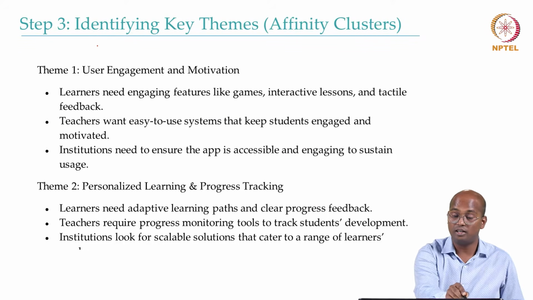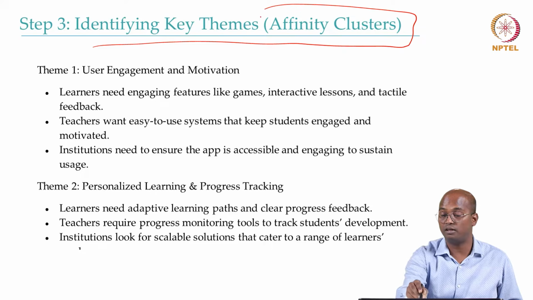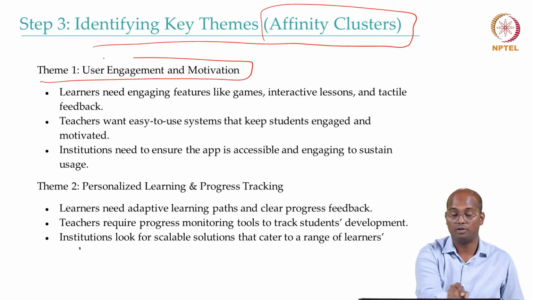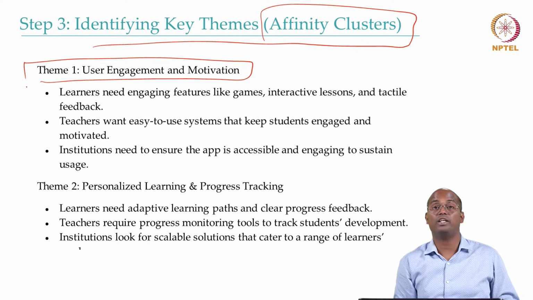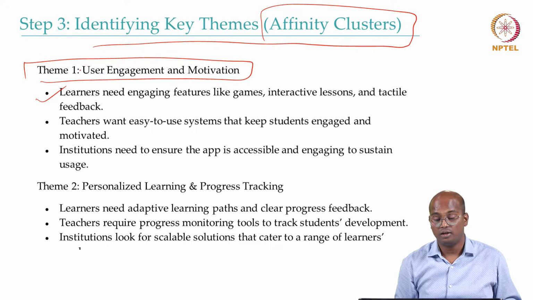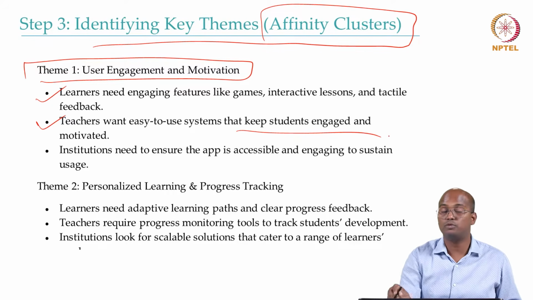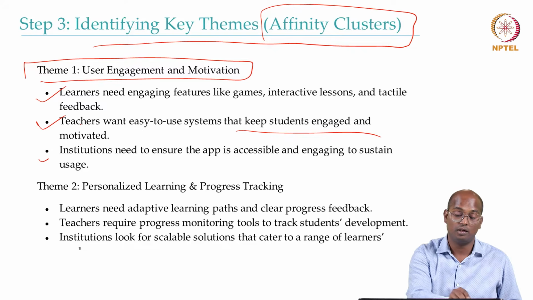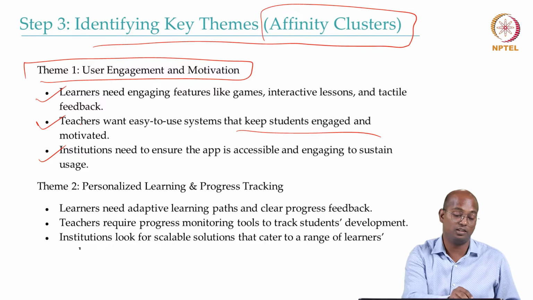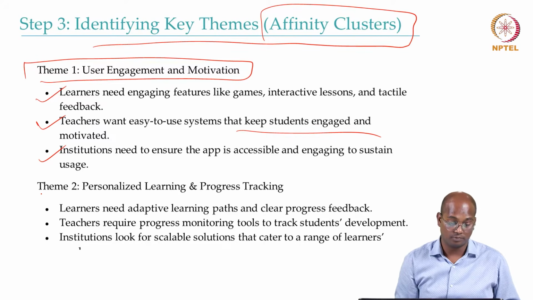Third step is identifying key themes and making the affinity clusters. So in this case, theme 1 you can think of around user engagement and motivation. So learners need engaging features like games or interactive lessons or tactile feedback. Teachers want an easy to use system that keeps students engaged and motivated. And institutions need to ensure that the app is accessible and engaging to sustain usage.